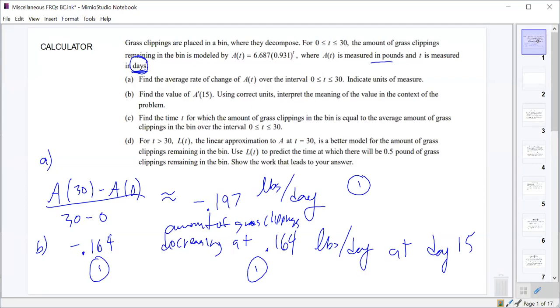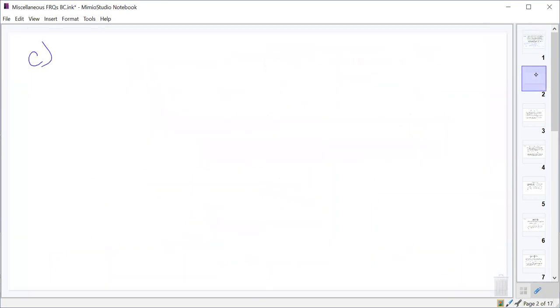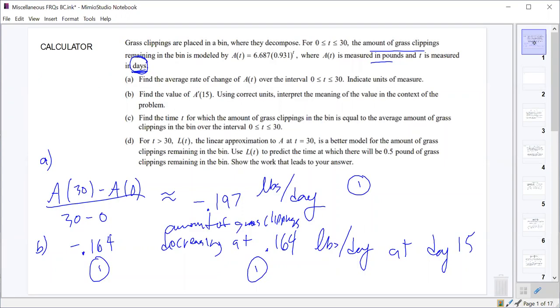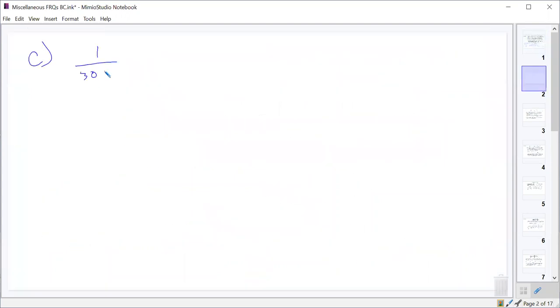All right, part C, we want to find the time at which the amount of grass clippings in the bin is equal to the average amount of grass clippings in the bin. Well, to figure out when that's true, we have to figure out the average amount of grass clippings in the bin. How do you find the average? One over, it did say 30 though, still for 30, right? Yeah. So 1 over 30 minus 0 times the integral from 0 to 30 ought to be the average amount, for A of t dt.